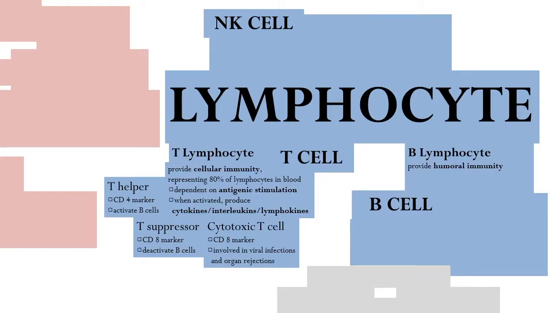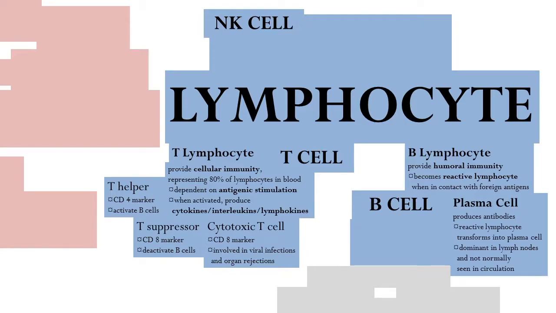What does the B cell become when it comes in contact with foreign antigens? Reactive lymphocyte. What does the reactive lymphocyte transform into, and what is this cell's function? Reactive lymphocytes transform into plasma cells, which produce antibodies. Plasma cells are dominant in the lymph nodes and are not normally seen in circulation.